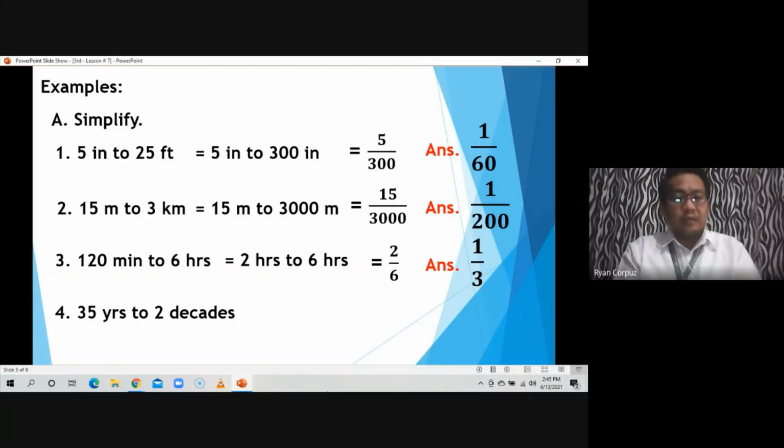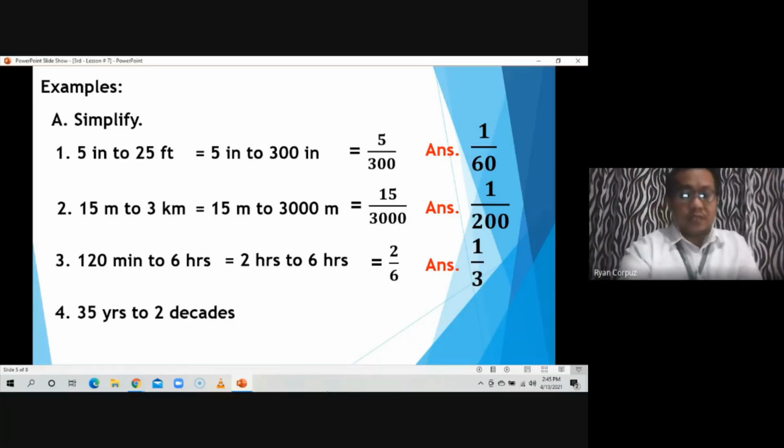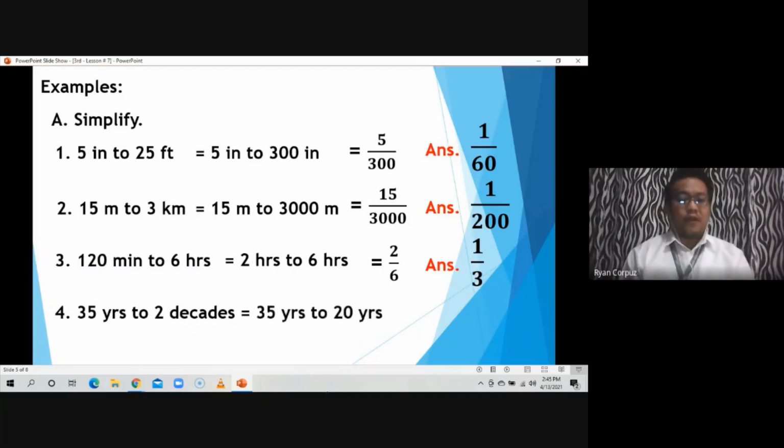So instead, let's convert the decades in terms of years. How many years is 2 decades? 1 decade is equivalent to 10 years. That will be 20 years. So when we convert it in terms of years, it becomes 35 years to 20 years. From there, write it in fraction form, and we come up with 35 over 20.